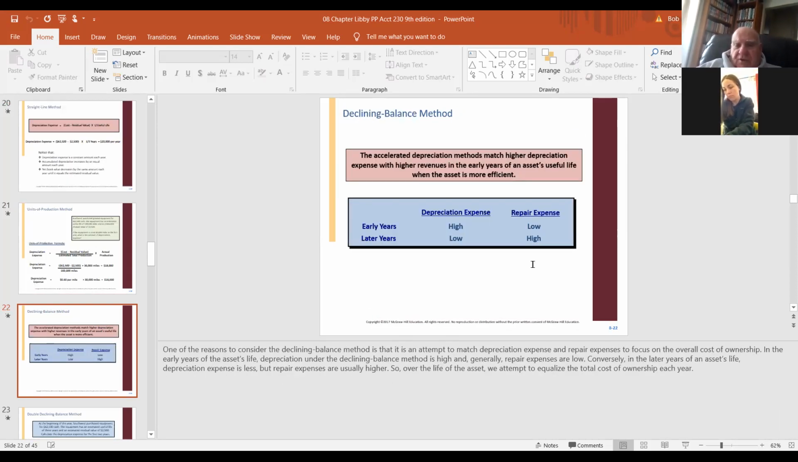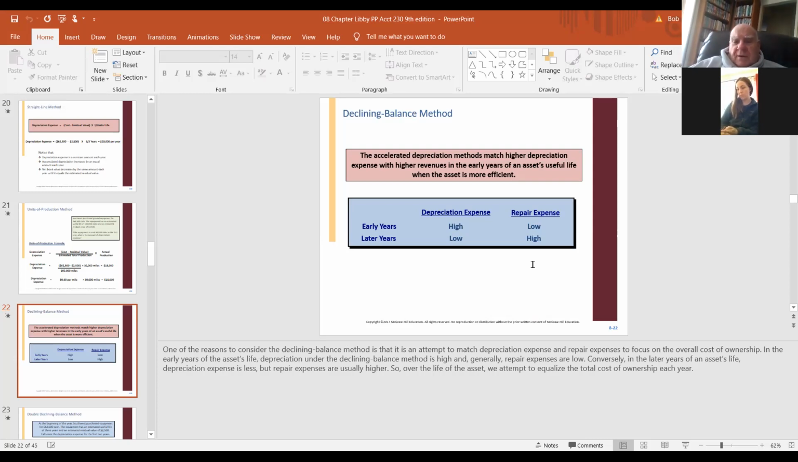Here we go. Declining balance method. What's the word I said you put in front of declining balance? Double. Thank you. Double declining balance. Can you all remember that out there in 230 land? Call it double declining balance. Why? Because it's twice whatever the straight line rate would have been.